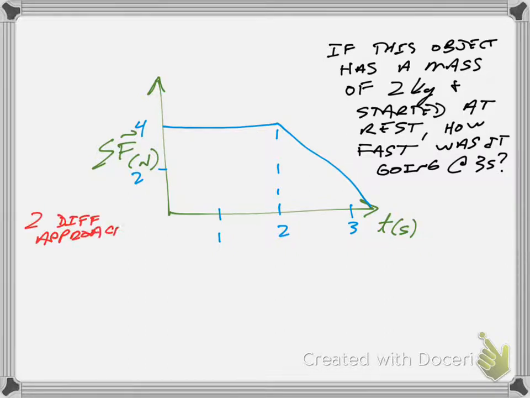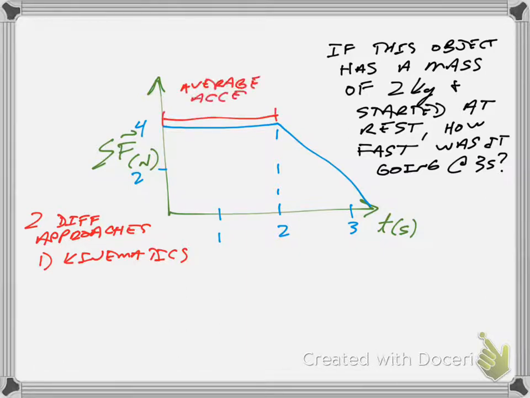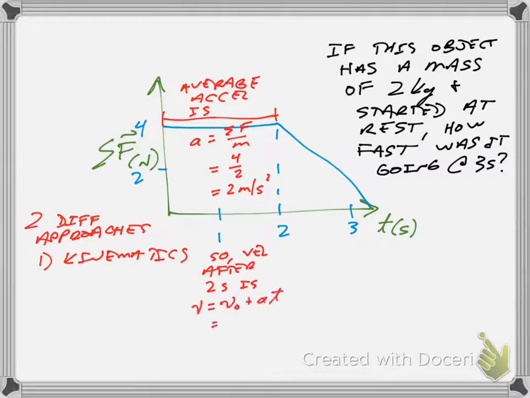You can take a kinematics approach where you would simply break it into 2 sections, because we have a graph that changes functions. In the first section, we could talk about the average acceleration, and we'd find that by looking at the value of the net force, which is 4, and dividing it by the mass of the object, which is 2. So during those first 2 seconds, there's an acceleration of 2 meters per second squared. Since it started at rest, we can apply our kinematics equation to find that it's going 4 meters per second after that first 2 seconds.